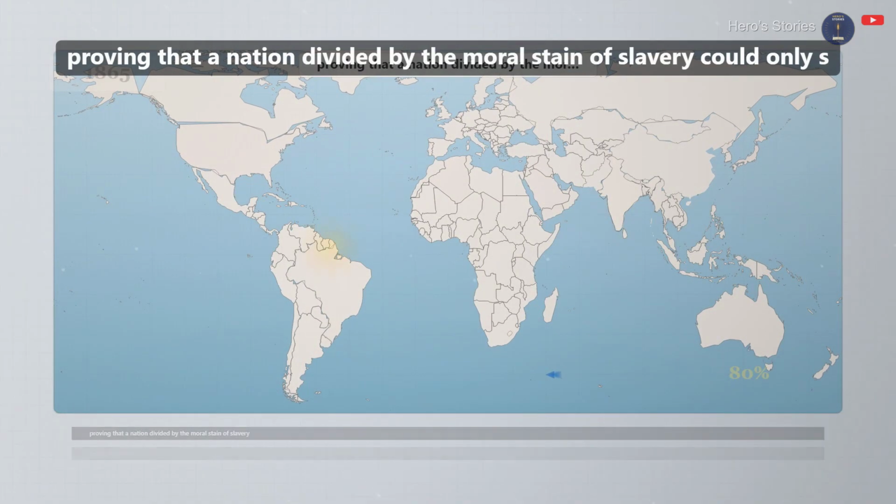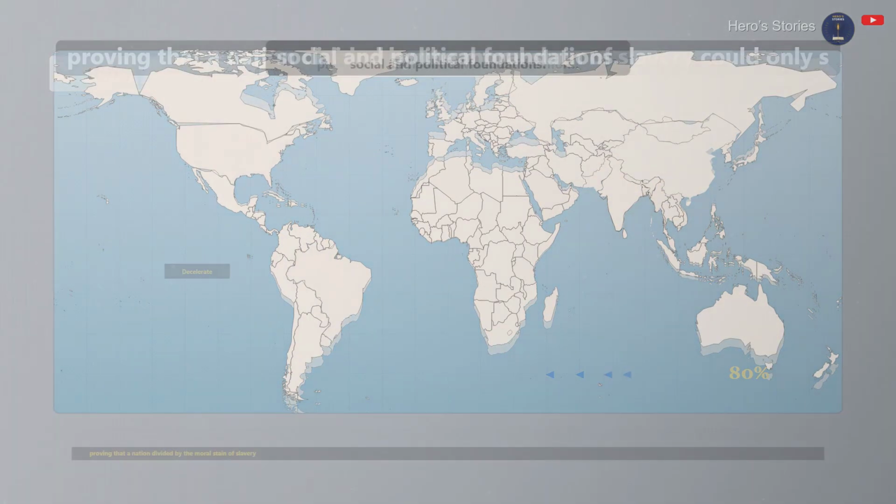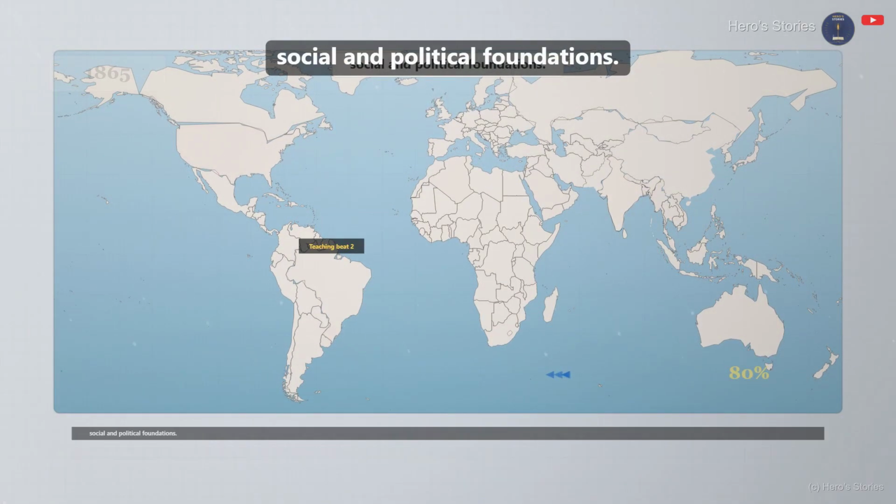proving that a nation divided by the moral stain of slavery could only survive through the total transformation of its legal, social, and political foundations.